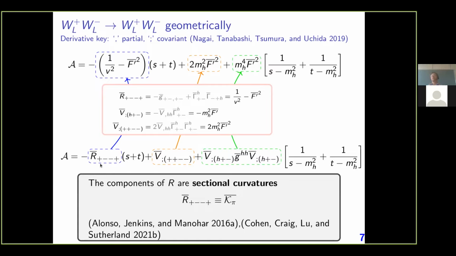In particular, this component of the Riemann curvature tensor is just a sectional curvature. So what this is measuring is, in the pi plus and pi minus directions, if you restrict to just that 2D submanifold, what is the Gaussian curvature at our vacuum where we live? And that's what this sectional curvature is measuring. And if it's non-zero, ultimately, this amplitude is going to blow up and violate unitarity.